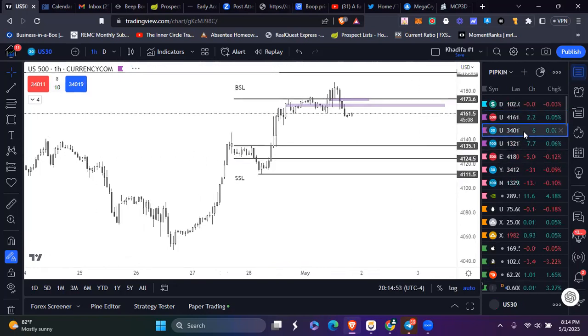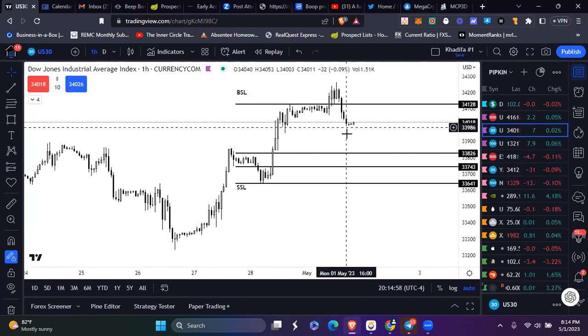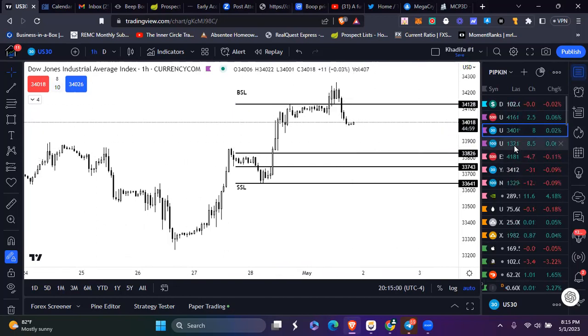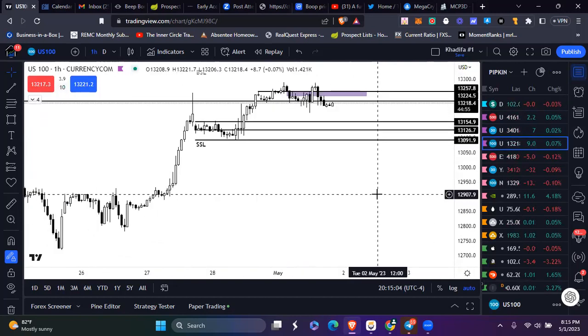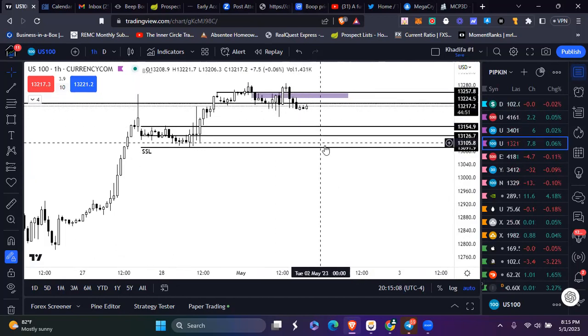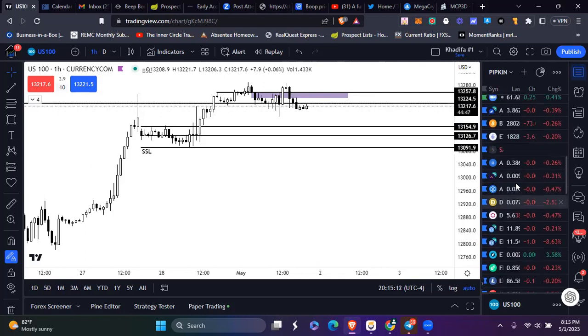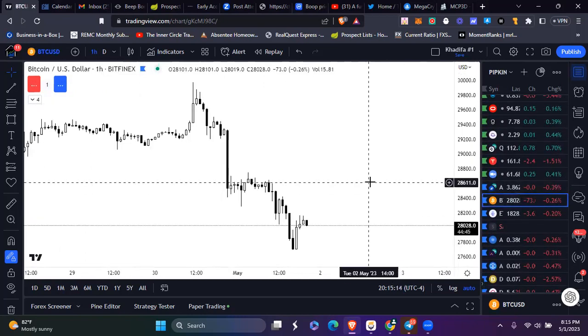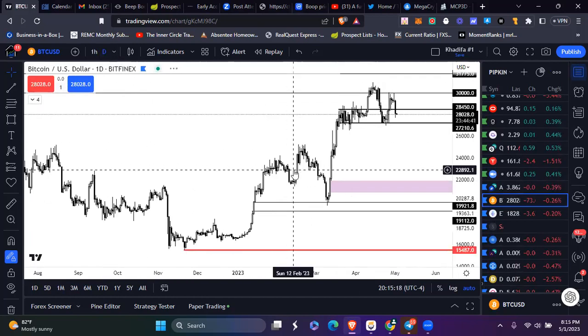And that's across futures. So U30 as well. I want to see us pull down into the discount array, and US 100, NASDAQ 100 as well. Last but not least, crypto. It broke down. Let's see.